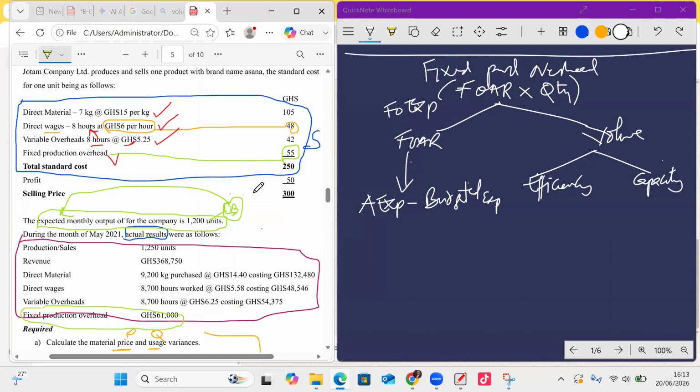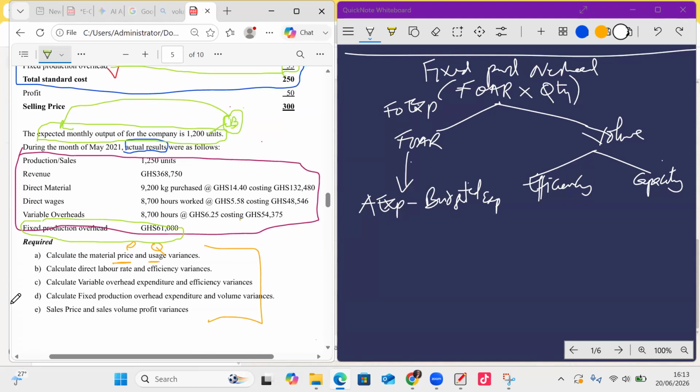We have the budgeted and we have the standard. So for the fixed overhead expenditure, we pick the actual expenditure and set it against the budgeted expenditure. We convert it to monetary value. Here we have units, but I convert it to monetary value. Then we subtract. That will become the fixed overhead expenditure variance.